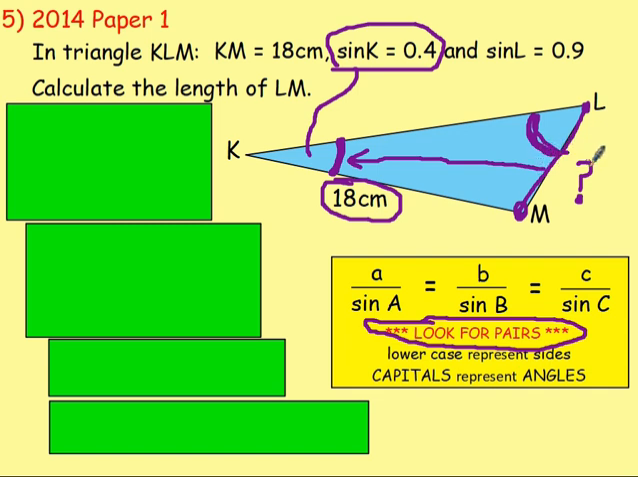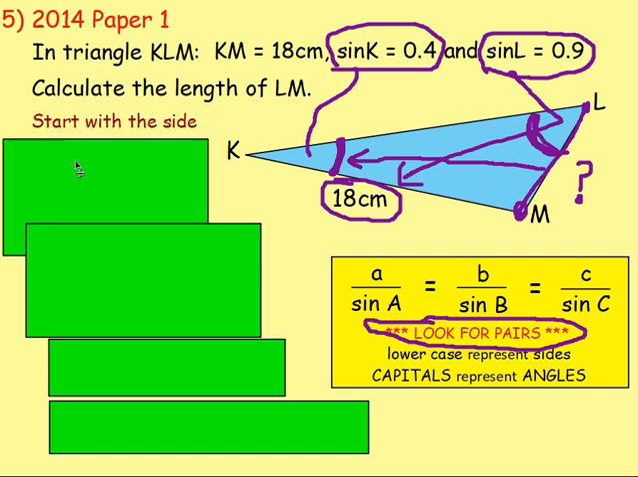What else, Rejwan? Sine L. Sine L you're given, and sine L is really that angle, and that's paired up with the 18. So you've got the 18 and you've got sine L, so that's another pair. Good, yeah, perfect. And whenever you use the sine rule, just start with what you want to find. Because it is the length of a side you're wanting, the side is going to go on top.